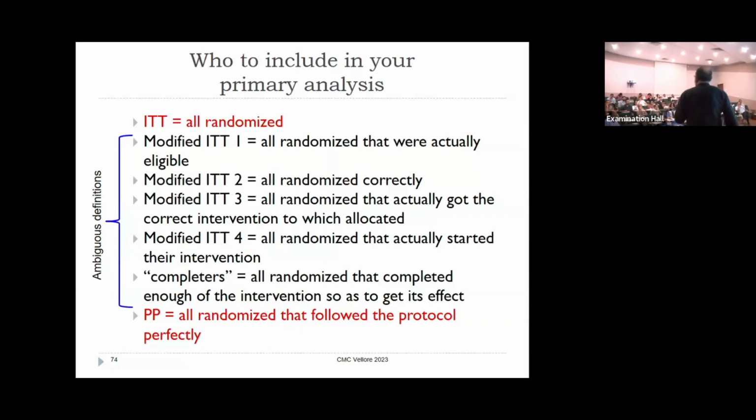But one thing is to say, we did modified ITT. Don't use a word without explaining what you mean. What modification did you do? Who are you not including? Who are you including? Why are you not including them? Does it make clinical sense to exclude them? Are you biasing things by that? Maybe there is a bias.